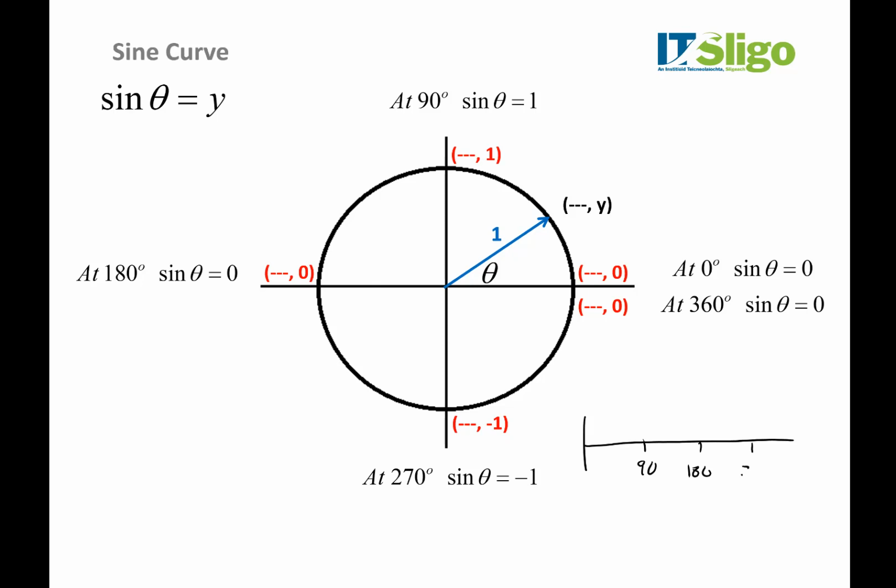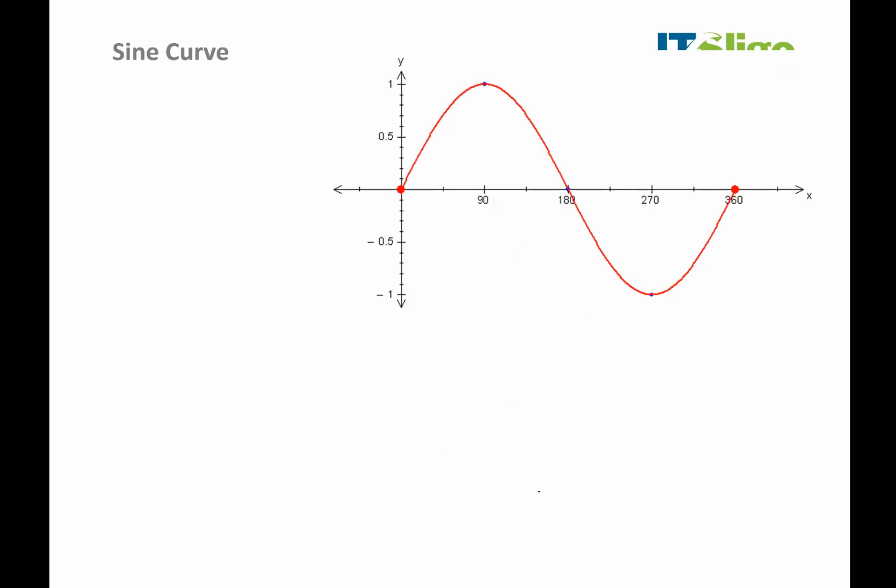Plotting out our points. But again, we're only looking at these y values as we go around the circle. And that's what we do on the next slide. So at 0 degrees, the sine of theta is 0. So this is this point here. At 0 degrees, our y value is 0. At 90 degrees, our y value is 1. At 180 degrees, our y value is 0 again.